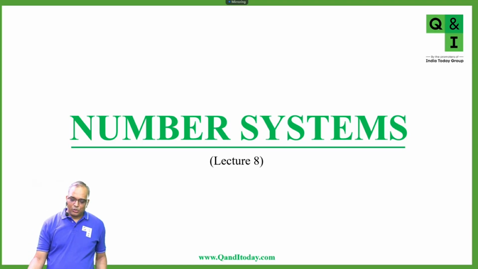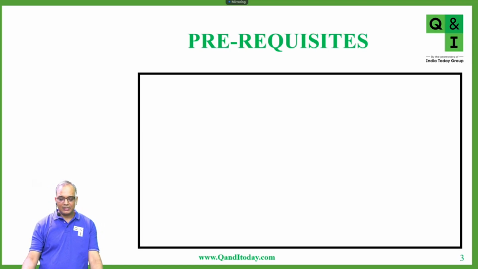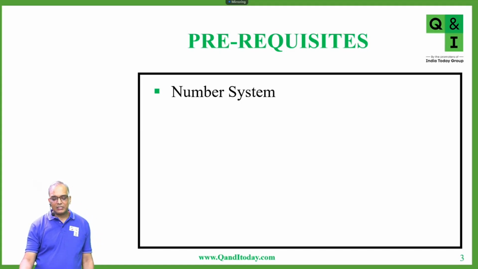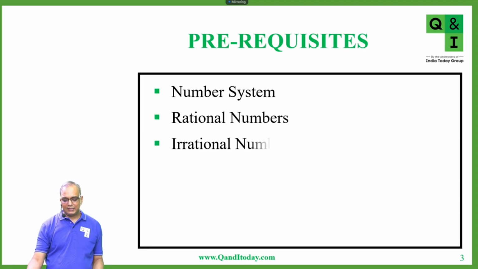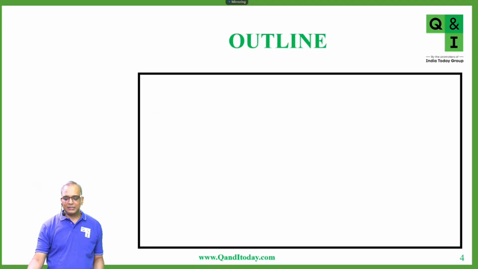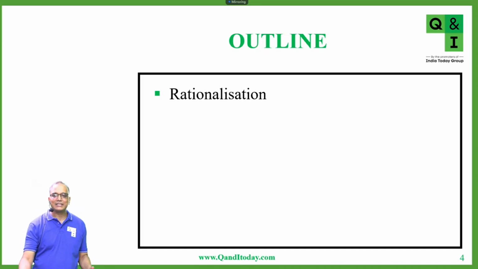Okay. So as I said, we'll continue with number system, and today is the 8th lecture for this. The prerequisites for today's class is that you should know the basics of the number system. That means, what are integers and what are natural numbers, what are whole numbers, what are rational numbers, what are irrational numbers, and what are real numbers. The outline for today's class, students, is that we'll do rationalization. As I said, we'll start with rationalization.